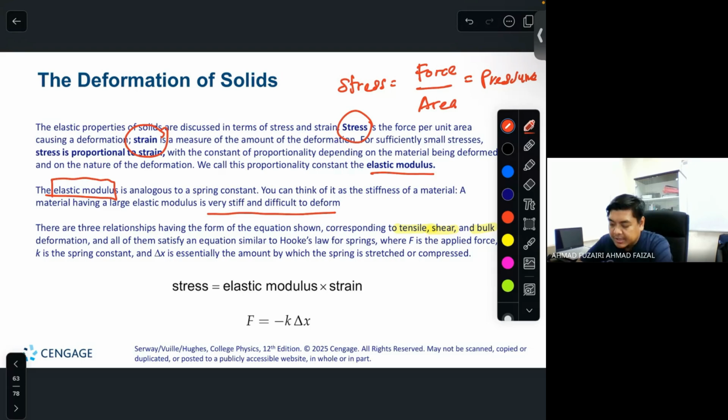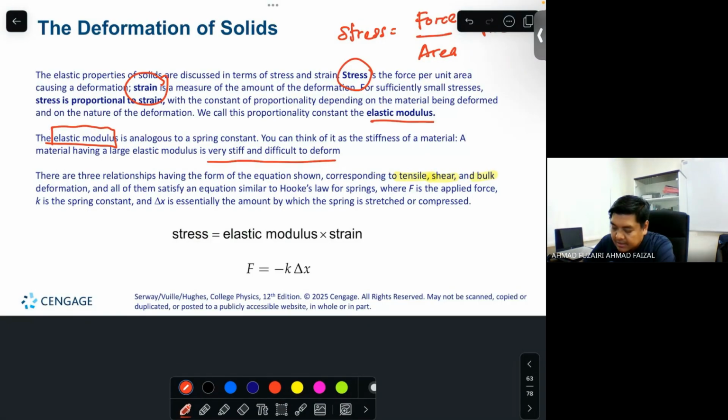All of them satisfy an equation similar to Hooke's law for springs, which is F equals negative kx, where F is the applied force and k is the spring constant, and delta x is the amount by which the spring is stretched or compressed. So now you can see that the relationship between stress, strain, and elastic modulus is given by this equation: stress is equal to elastic modulus times strain.